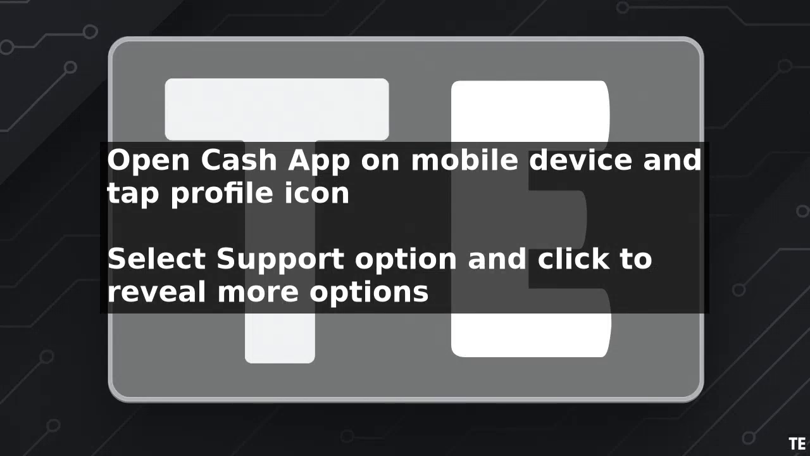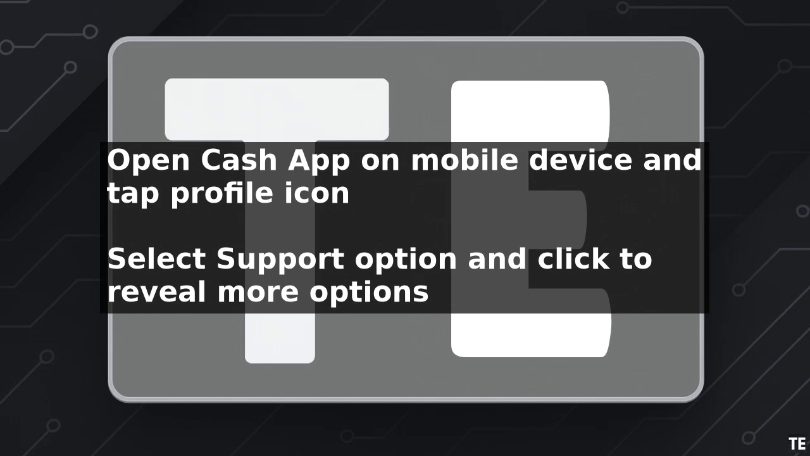To verify Cash App to send Bitcoin, you need to start by opening the Cash App on your mobile device and tapping on the profile icon located in the top right corner of the screen. From the profile menu, select the option that says Support and then click on something else to reveal more options. You will then see an option that says Verify Bitcoin and Stock Accounts. Select this option to begin the verification process.